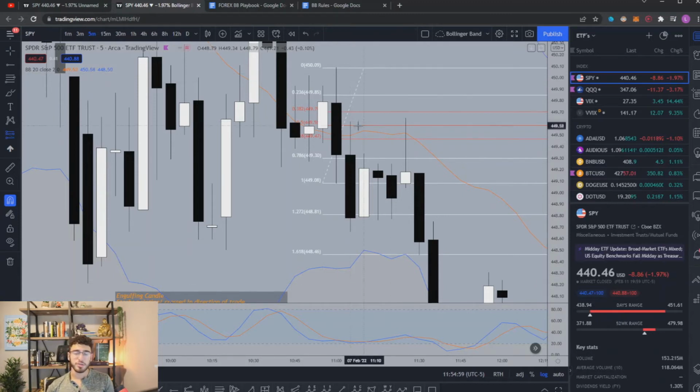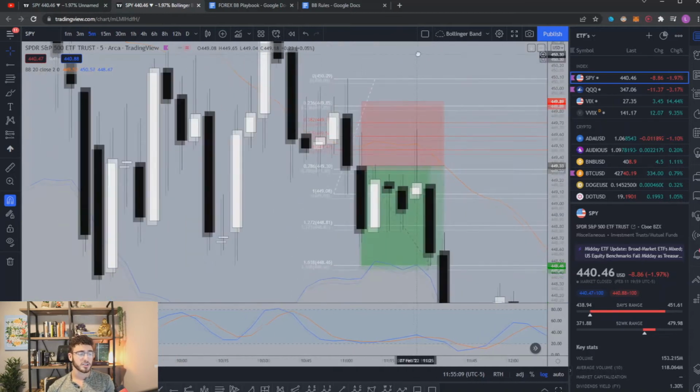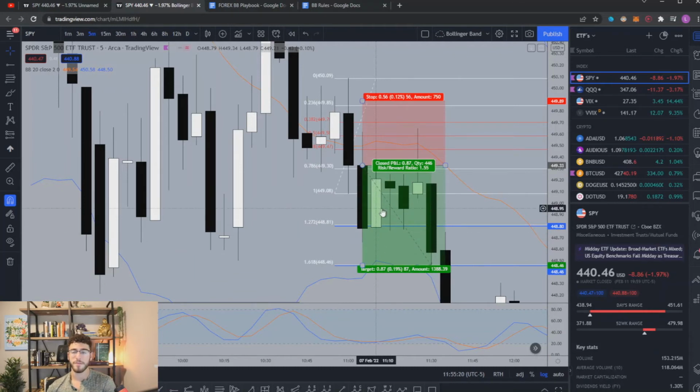So remember, our entry is going to be at the 78.6 level right here. Take profit is going to be at the 161.8 level, our second take profit. And our stop loss is going to go above the 23.6 level. So as you can see here, take profit 1 is at 127.2. Take profit 2 is at 161.8. We get out of that trade with a very nice 1.5R win.